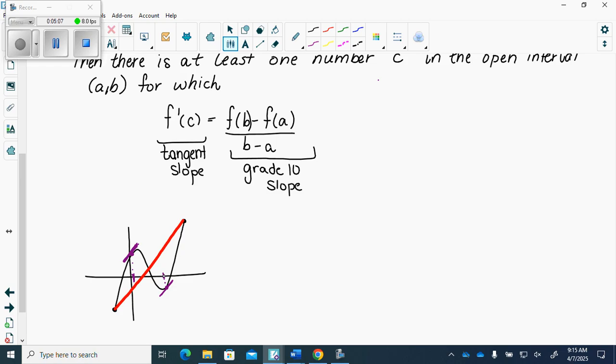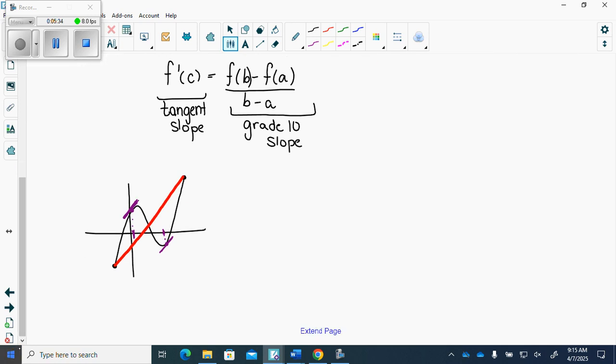That's all we're doing. So mean value theorem states that if the graph has your normal grade 10 slope between a and b, wherever these endpoints may be, we're trying to find the x values where on the graph there are tangent slopes that run at the exact same slope. So basically, you find your tangent slope at a value c, and you set it equal to the grade 10 slope, and then find out what c is. That's it.